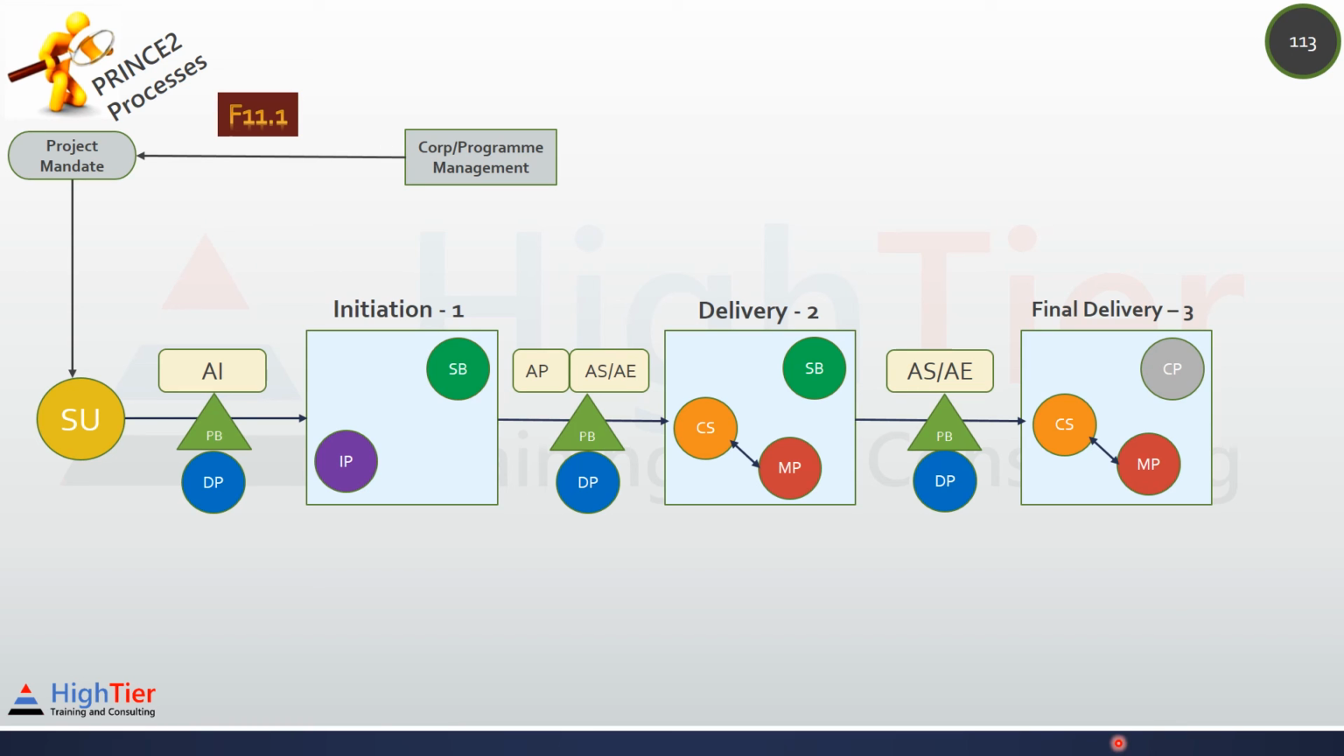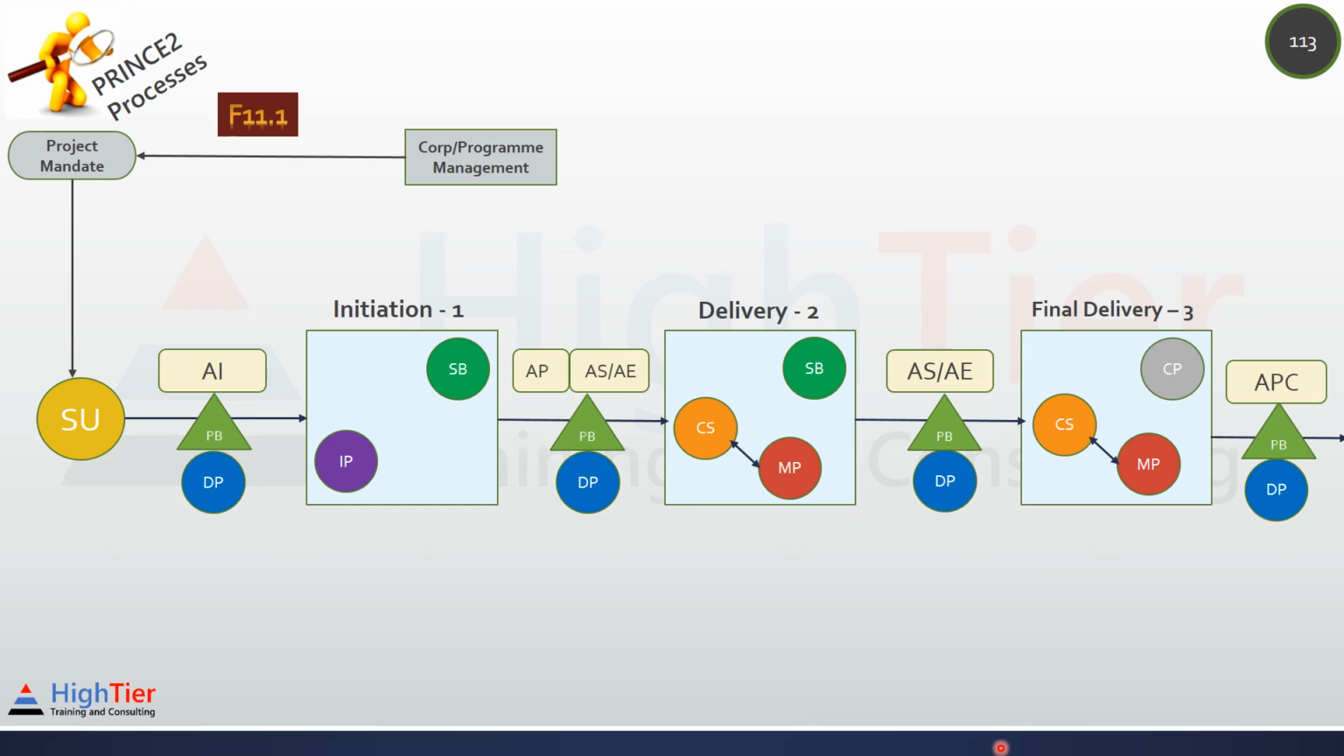in PRINCE2 there is no stage called closing a project stage. All the stages after initiation are delivery stages, and closing a project is a process of the final delivery stage. The project board needs to make a decision to close the project. The project can be closed after getting the authority to close the project. As we already know, the project board directs and authorizes. They authorize initiation, authorize project, authorize stage or exception, and finally authorize project closure.